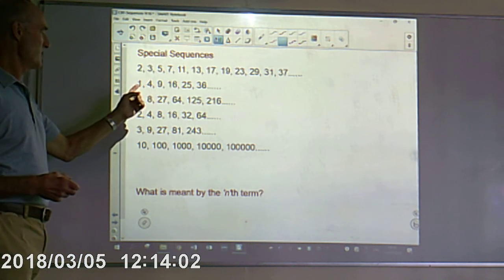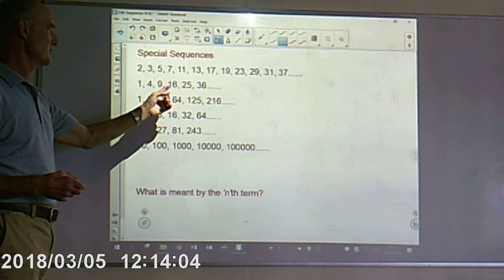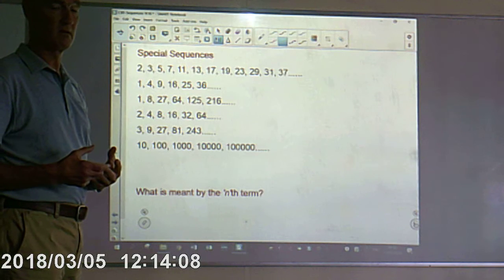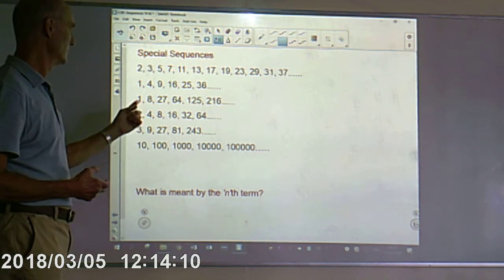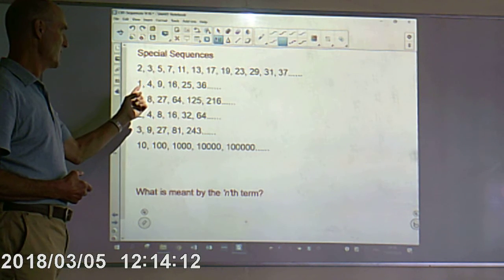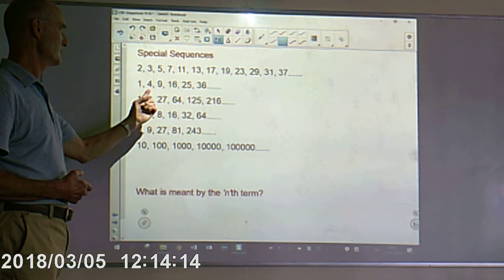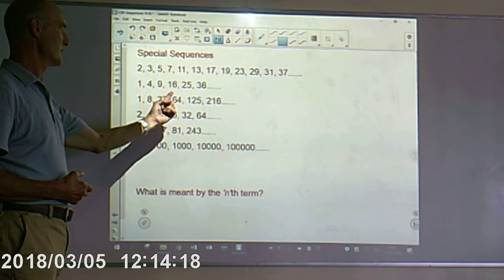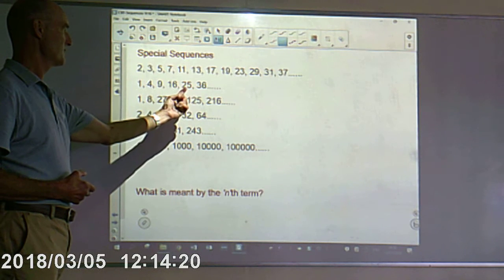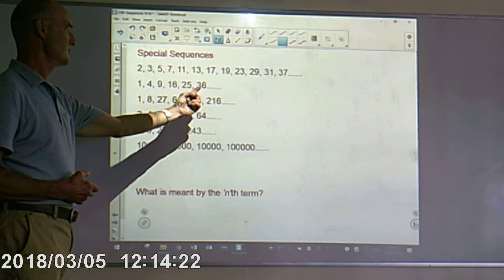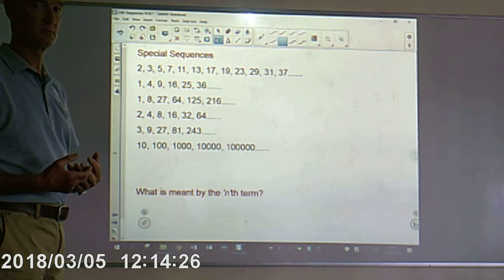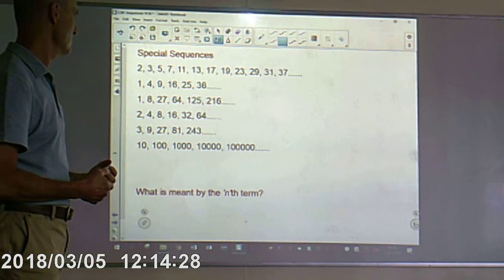The next set there, 1, 4, 9, 16, 25, 36. A set of numbers that follow a rule. 1 squared is 1. 2 squared is 4. 3 squared is 9. 4 squared is 16. 5 squared is 25. 6 squared is 36, and so on. They're squared numbers. It's a sequence of squared numbers.